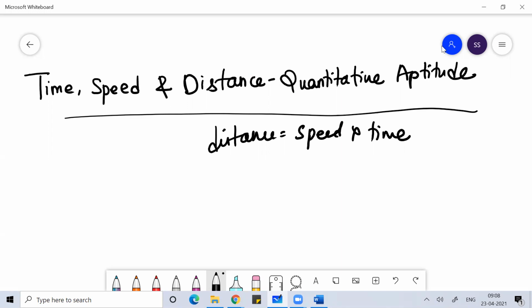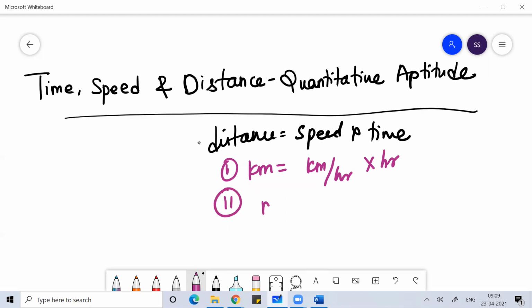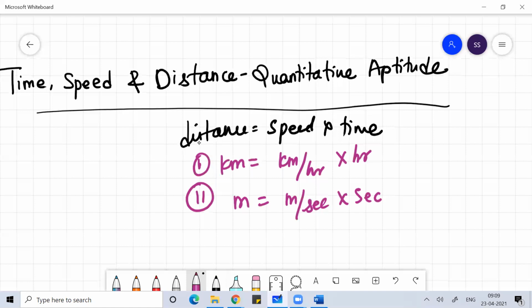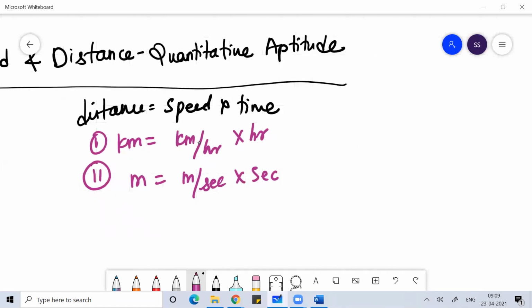When we talk about this formula, I can represent my distance in kilometer. If I am representing my distance in kilometer, I will prefer to represent speed in kilometer per hour and the time in hour. Or I can represent my distance in meter. If I'm representing my distance in meter, then my speed will be meter per second and my time would be seconds.